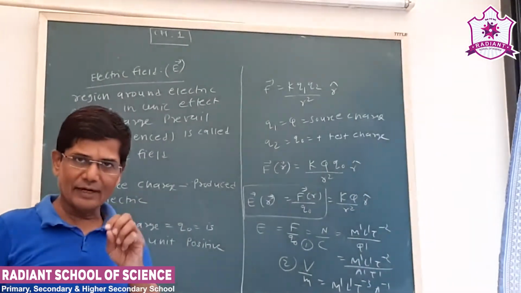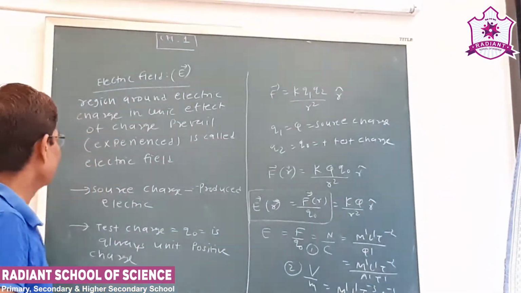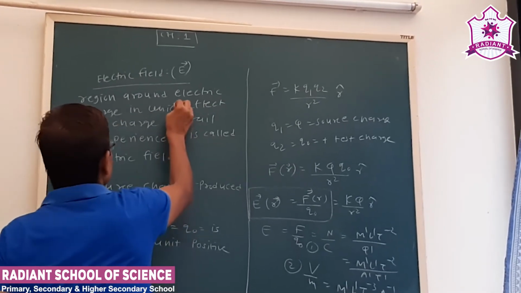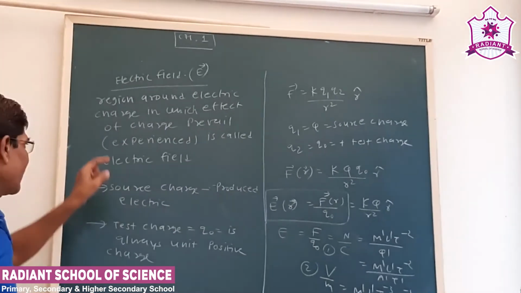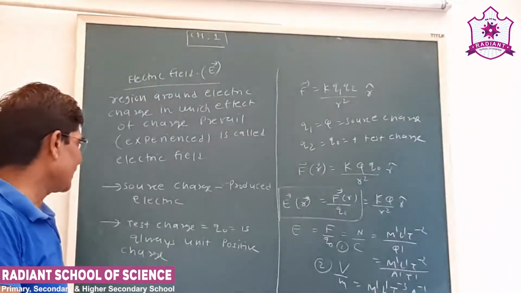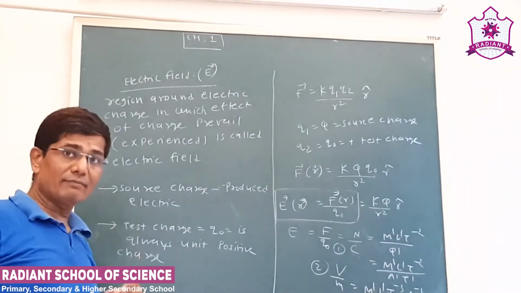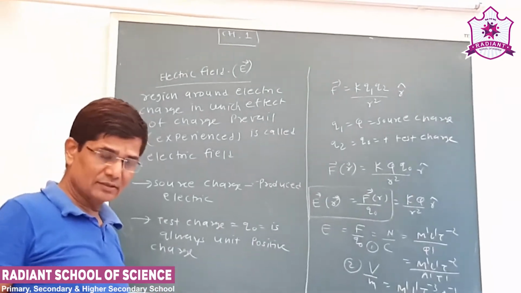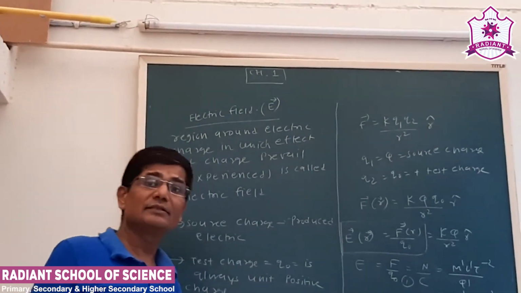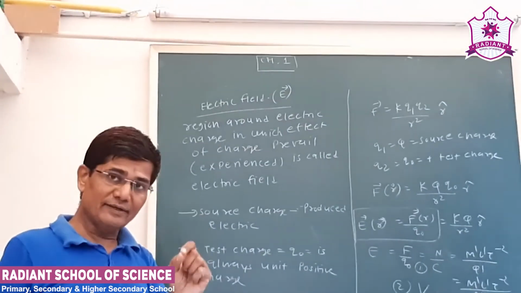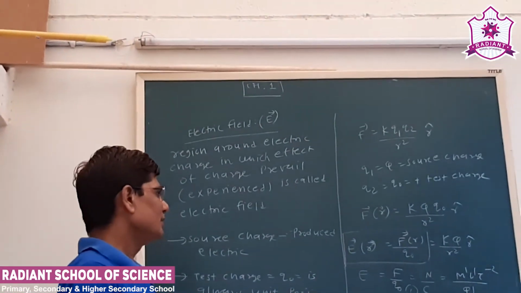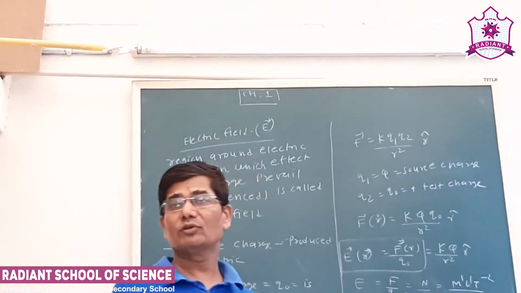So this is again regarding the electric field. The region around the electric charge in which the effect of the charge prevails or can be experienced is called the electric field. The charges which produce the electric field are called source charges, and at whatever position in the space we have to determine the magnitude of the electric field, we have to put a test charge. Remember, the test charge is always a unit positive charge, that is Q0, we always take the +1 charge. Okay, this is how we simply derive the formula for the electric field.